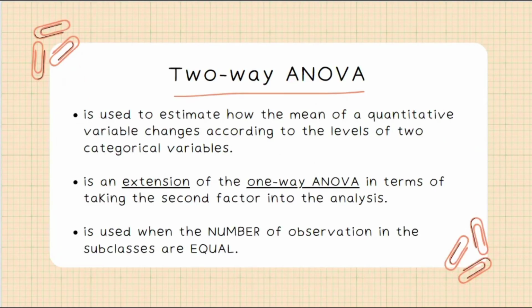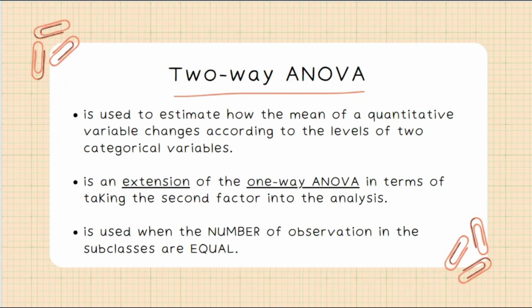Two-Way ANOVA is used to estimate how the mean of a quantitative variable changes according to the levels of two categorical variables. So when we say quantitative variable, it is also referred to as the dependent variable in ANOVA, which refers to a variable that takes on numerical values like given data, for example test scores sa students. So ang data nato mao na siya ang quantitative variable.